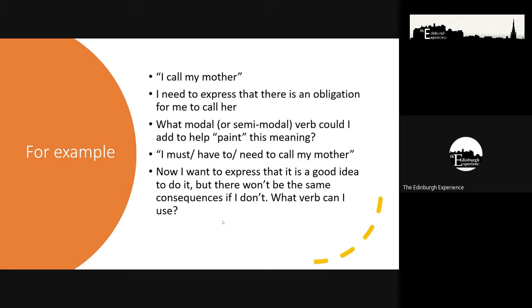I want one to say that, you know, it's a good idea, but if I don't, it's okay. So could will talk about ability, not obligation. Should, well done, Natya. So I should, or I can also say I ought to call my mother. So what these modal verbs have done have painted your sentence with this idea of obligation or something which is a good idea or gives advice.